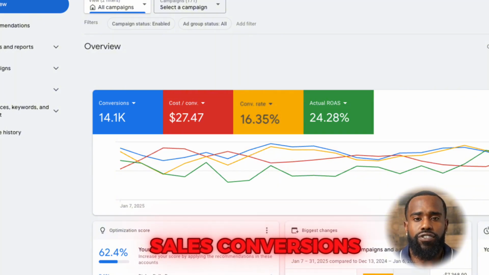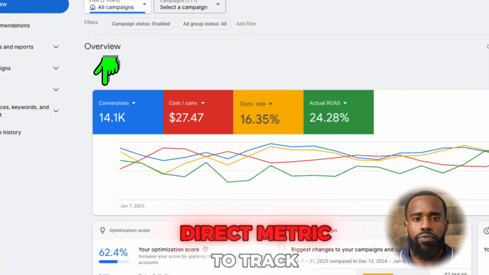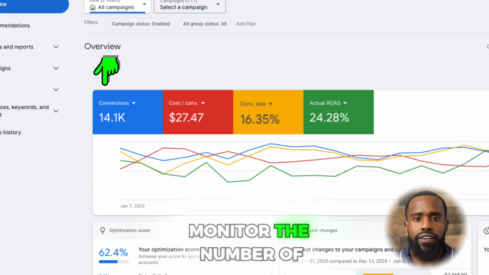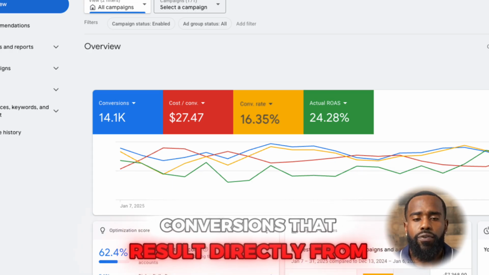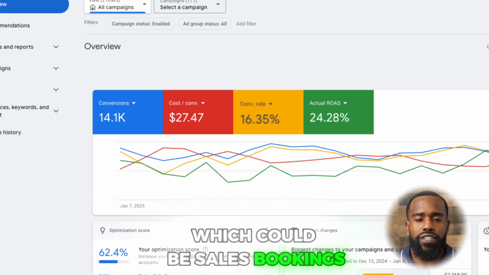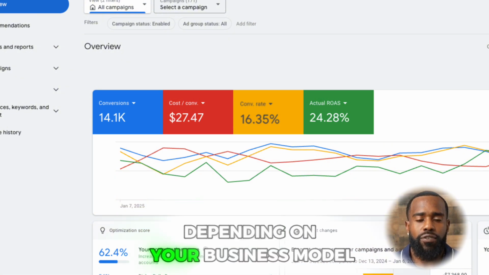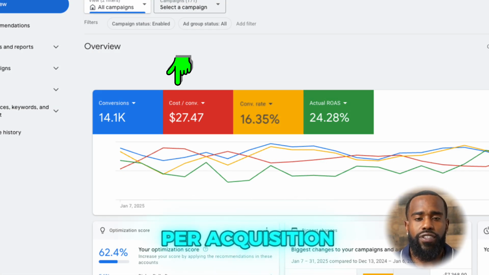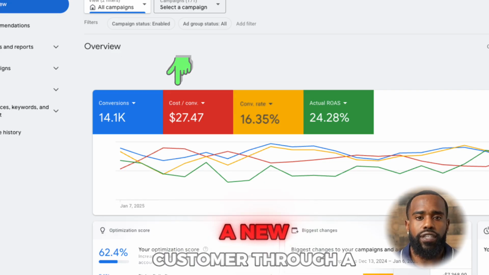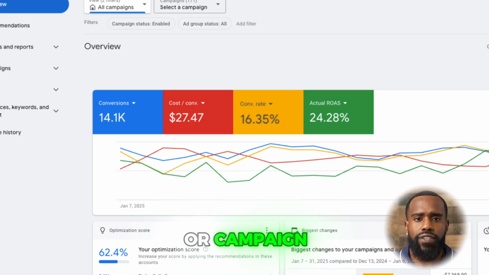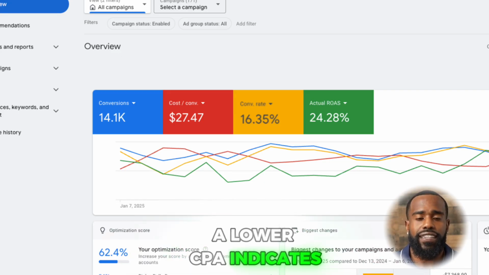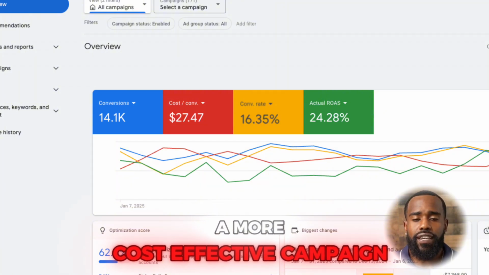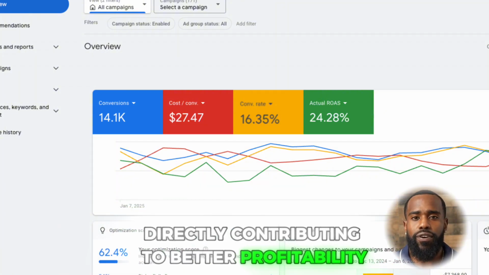Take a look at your sales conversions. This is the most direct metric to track. Monitor the number of conversions that result directly from your ads, which could be sales, bookings, or subscriptions, depending on your business model. Keep a close eye on your CPA, or cost per acquisition, which measures the cost of acquiring a new customer through a specific ad or campaign. A lower CPA indicates a more cost-effective campaign, directly contributing to better profitability.